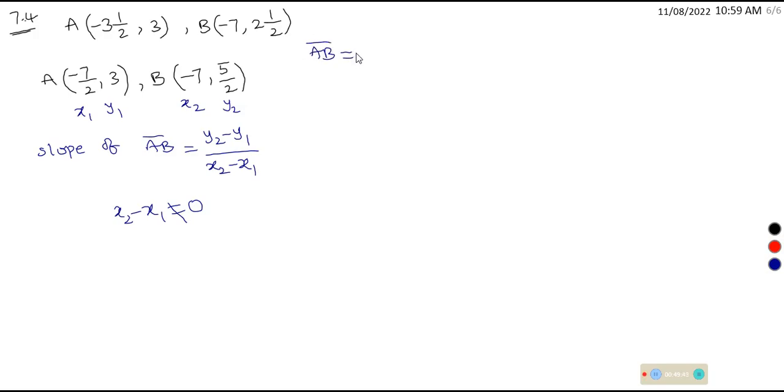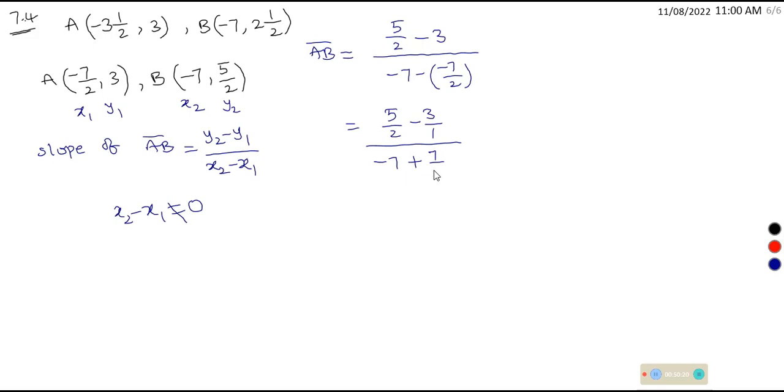y2 minus y1: y2 means 5 by 2 minus y1, which is 3, divided by x2 minus x1, that is minus 7 minus of minus 7 by 2. The 3 can be written as 3 by 1, divided by minus 7 minus into minus, plus 7 by 2, and minus 7 can be written as minus 7 by 1.